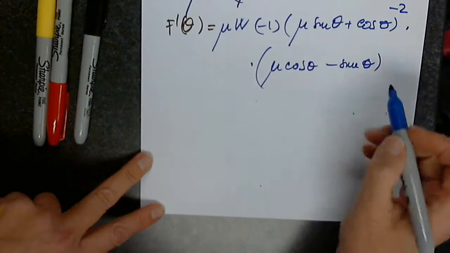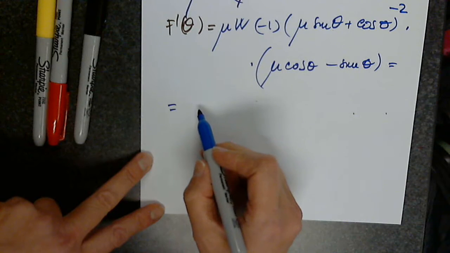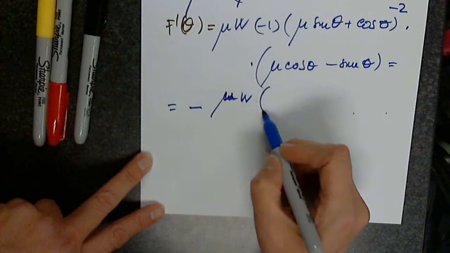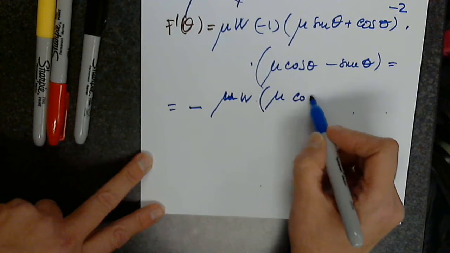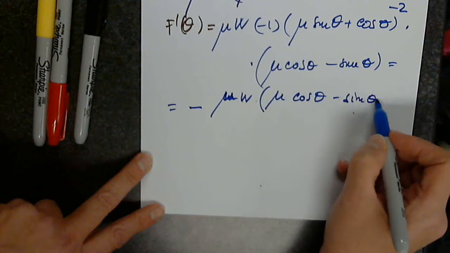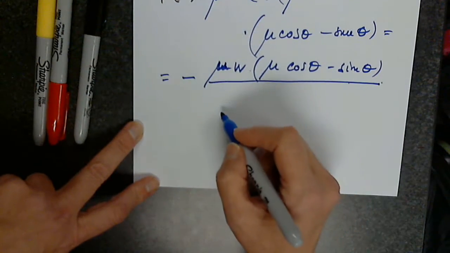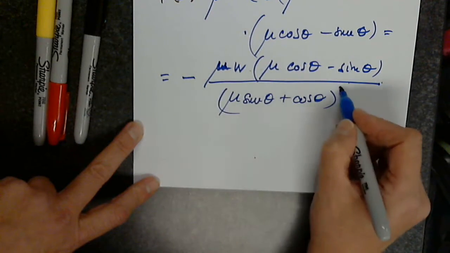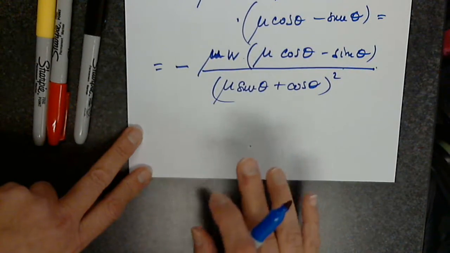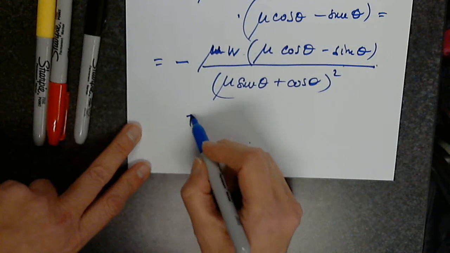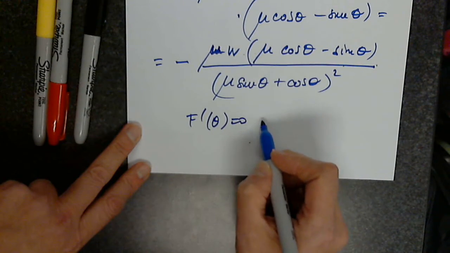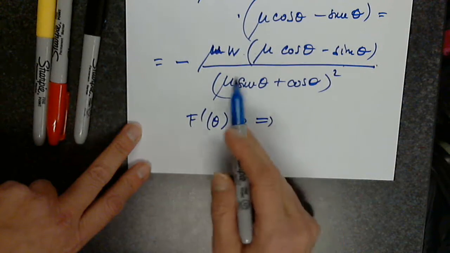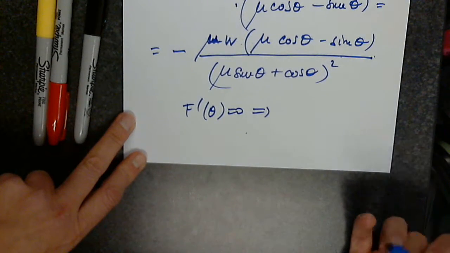Good. So now if you rearrange all this, you will get this: negative mu W times mu cosine theta minus sine theta, everything over mu sine theta plus cosine theta squared. Do you all agree with this fraction? So now F prime of theta equals 0 means this cannot be 0, this cannot be 0, this can never be 0. What can be 0?